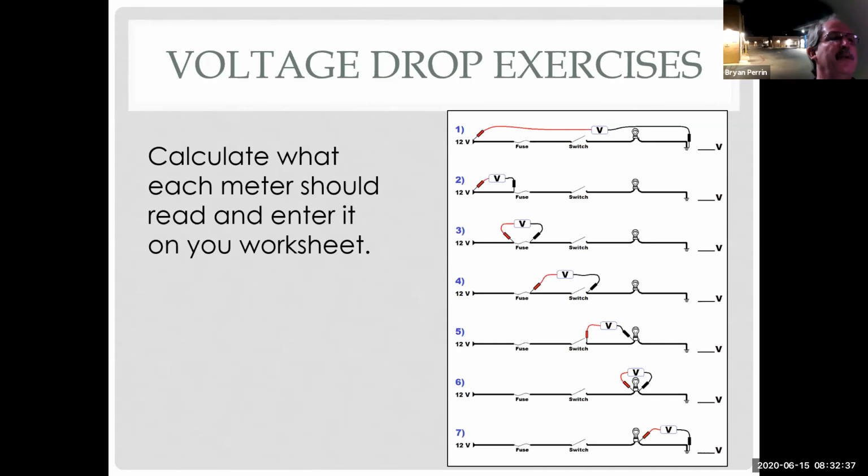What am I going to have for number 1? 0. 12. Yeah, 12.